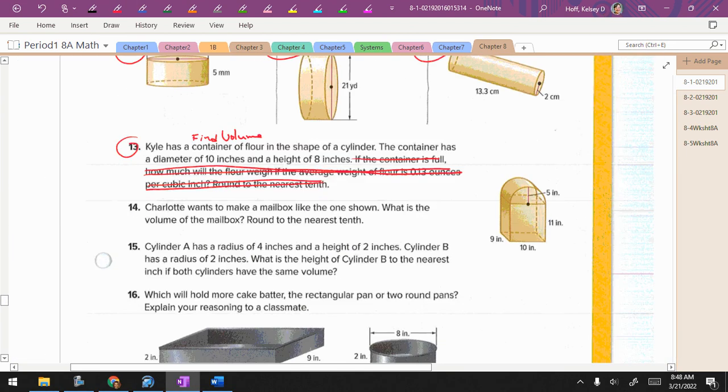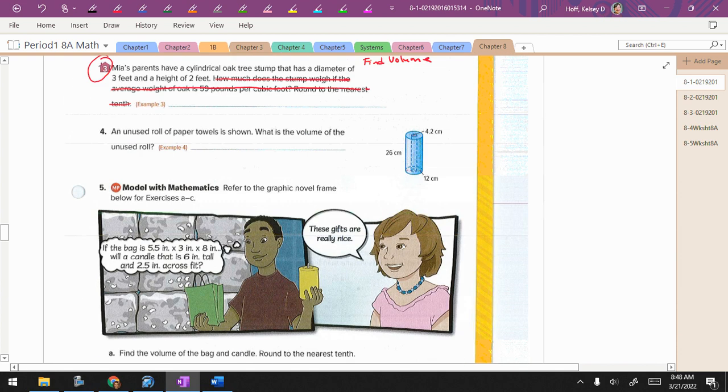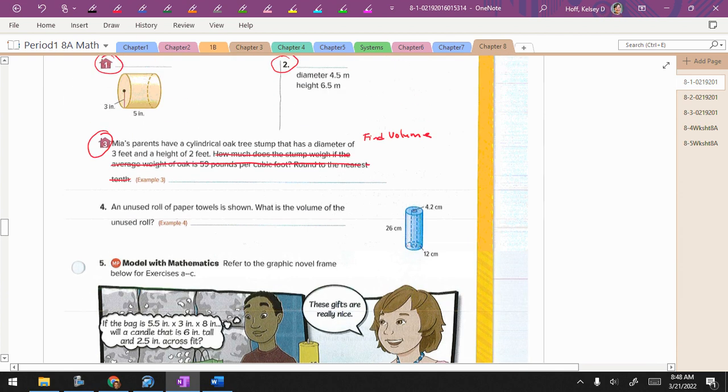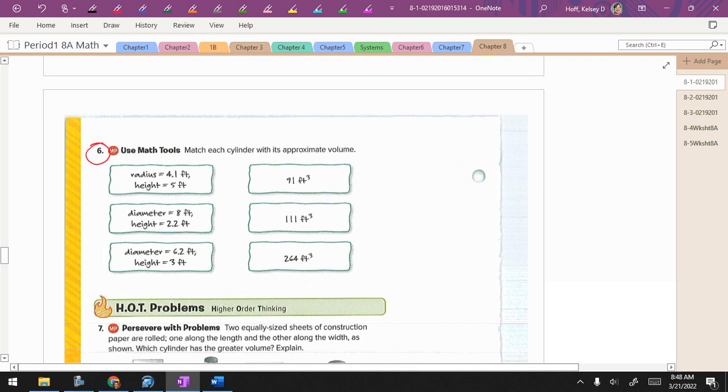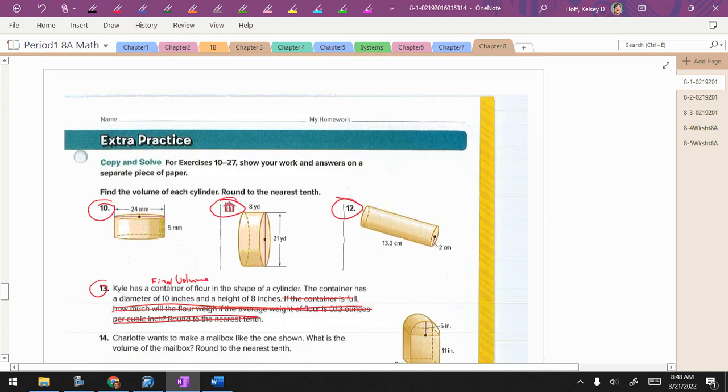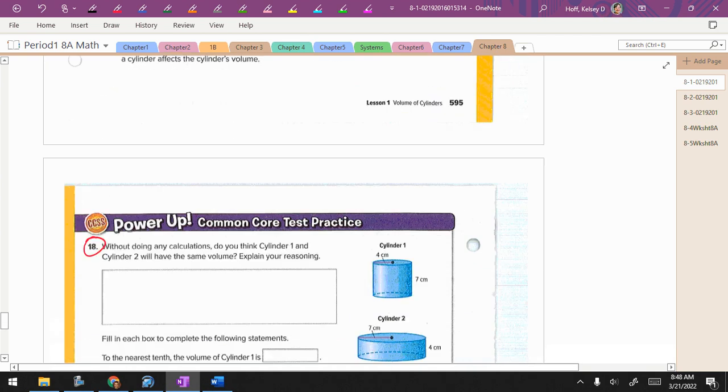All right, let's go over again what Miss Hoff just said here. Write this down because she just changed what she was going to give you. 1 through 3. 6. You have to have work shown on 6. 10 through 13. Oops, that should look like a 10, not a 6. 10 through 13 and number 18.